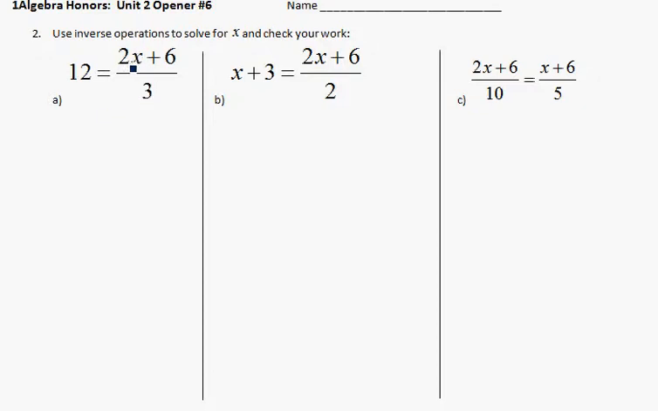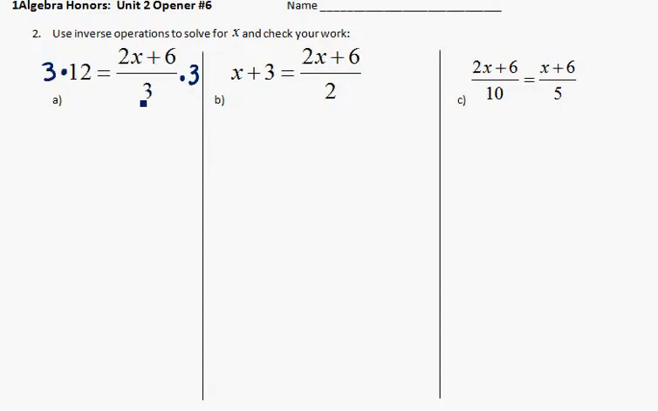The first thing that I see is that the quantity 2x plus 6 is being divided by 3. So I'm going to do the inverse operation of division and multiply both sides by 3. Remember that whatever you do to one side of an equation, you have to do to the other side of the equation as well to keep your equation balanced.